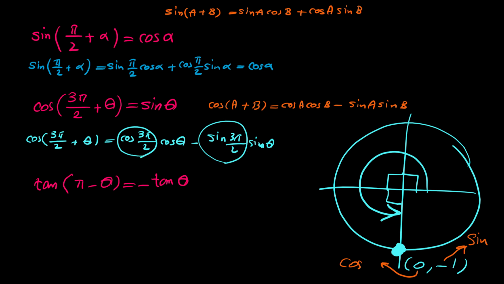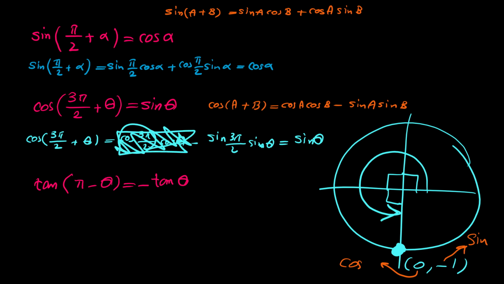So we have this expression equals sine of theta. Because this is 0, all of this would be 0. Negative of -1 would be 1. 1 times sine theta is sine theta. And this completes the proof of this identity. Look at the next one.